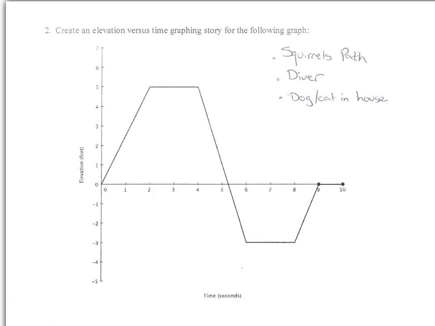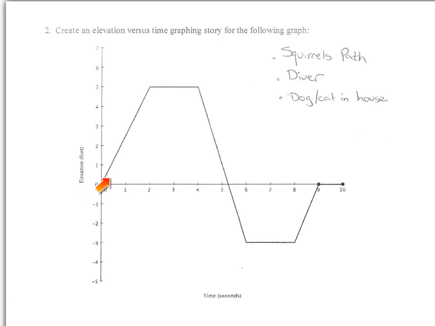Okay, so one thing that could be happening, maybe it's a squirrel's path, and think of it this way. Squirrel's going up the tree. He's grabbing a nut. He's running down the tree, and he's going underground to bury the nut. He's burying the nut. He gets back out from under the ground and is sitting on the grass. Or a diver.